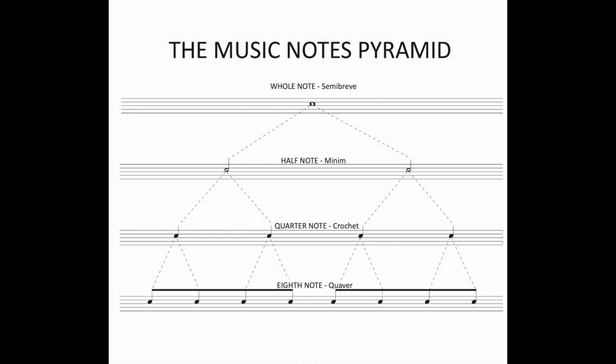Next, we should take a look at note values. Firstly, we have the whole note or the semibreve. Next, we have the half note. And for those of you that have done fractions, you know that 2 halves make a whole. Therefore, there are 2 half notes in a whole note, 2 quarter notes in a half note, 2 eighth notes in a quarter note. And that's as far as we're going to go today.